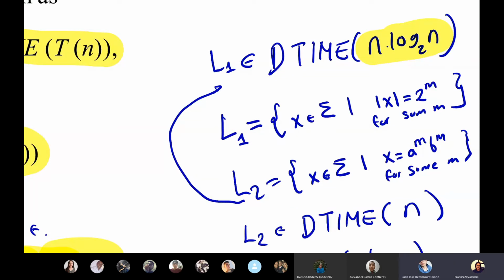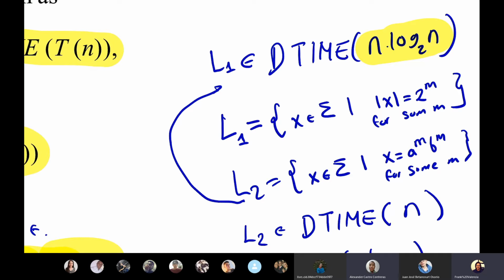I mean, when I say that L1 belongs to deterministic time n log n, can someone please tell me the meaning of that? Sí, significa que el lenguaje se resuelve con un tiempo n por... Exactly. And what does it mean? Exactly. And what does that mean? I mean, the last thing that you said, that the language can be decided in n log n. What does it mean? That's the last part that you should, and that's the problem.